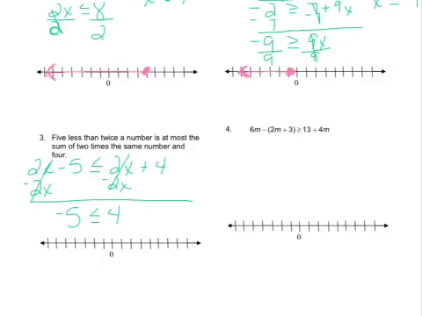What this says is negative 5 is less than or equal to 4. Well, let's think about that statement. Is negative 5 less than or equal to 4? Well, yeah, negative 5 is less than or equal to 4. And since now I have a true statement, instead of saying this has no solution, I get to say it has infinite solutions.